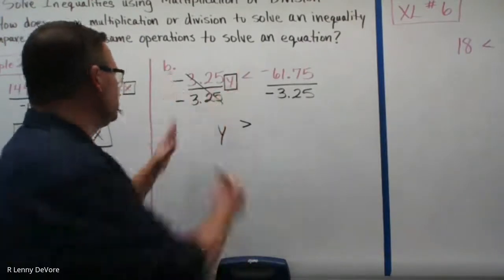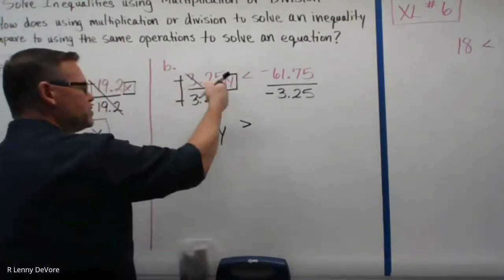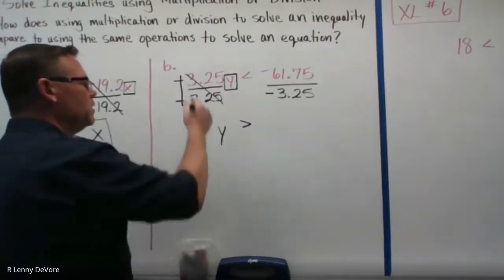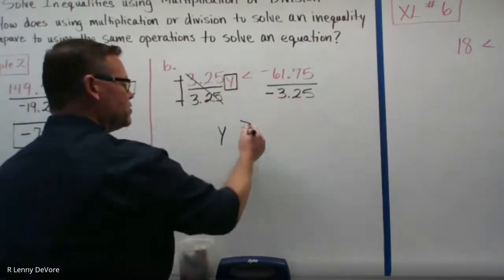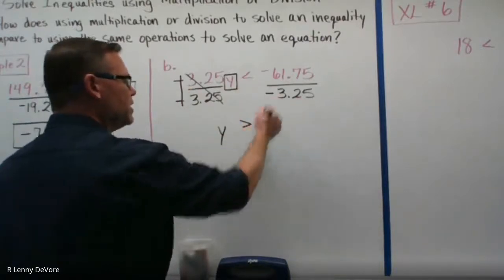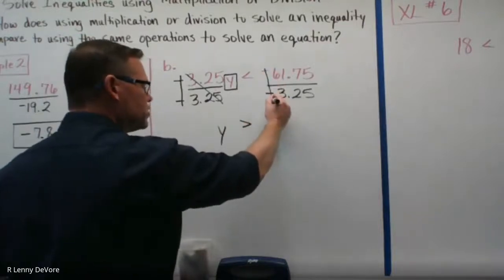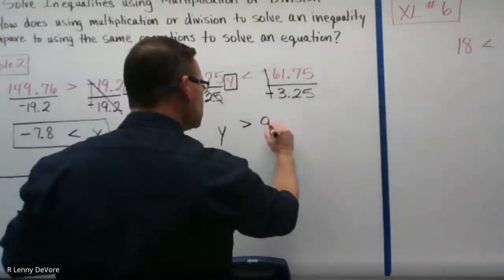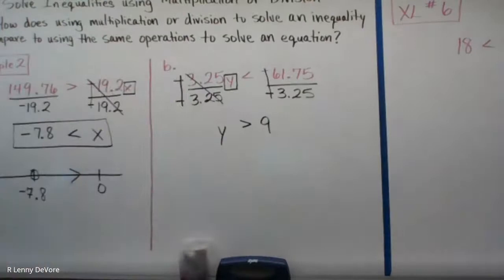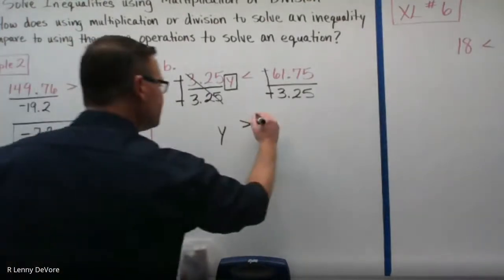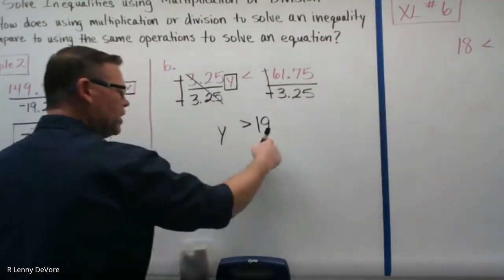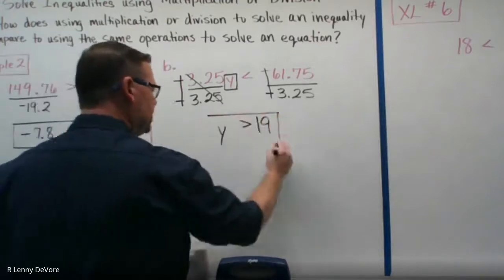So you see how these negatives cancel each other out, because this is actually a negative problem. And then I have to divide by a negative here, so the inequality switches. These negatives will cancel each other out, and this will be 19. So y is greater than 19.